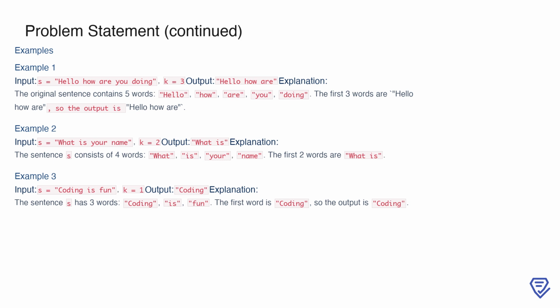In the second example, the input is "What is your name?" with k equal to 2. This sentence has 4 words, and the first 2 are "what is." So, the output is "what is." Similarly, in the third example, the sentence is "Coding is fun," and k is 1. Here, the first word is coding, which becomes the output. These examples illustrate how to extract the desired number of words based on the value of k.